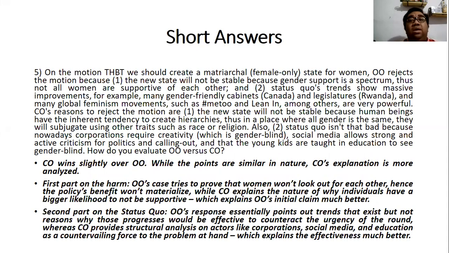And 2, status quo trends show massive improvements. For example, many gender-friendly cabinets like in Canada and legislators like in Rwanda, and many global feminism movements such as Me Too and Lean In, among others, are very powerful.